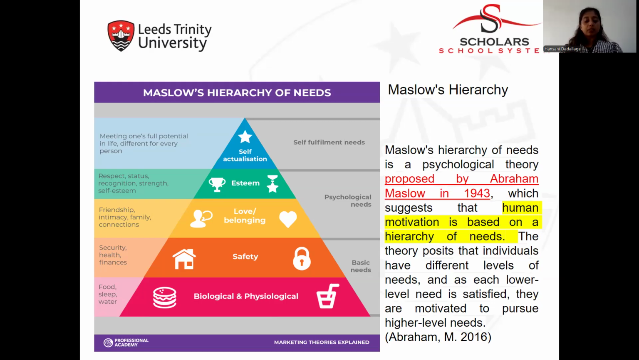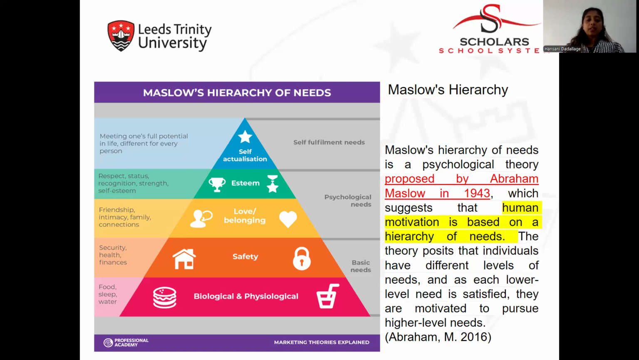So the hierarchy starts from biological and physiological needs, which are fundamental needs including food, sleep, and water. Then the second level is safety needs, which include security, health, and finances. And then love and belonging needs, which include friendship, intimacy, family, and connections. So, as individuals, we all need connections among our friends and family. So, that comes under love and belonging needs. Then, the next level of need is esteem needs. The examples are respect, status, recognition, strength, and self esteem.